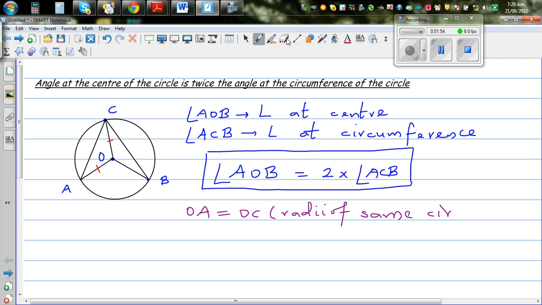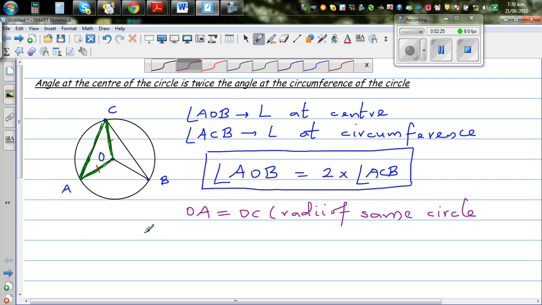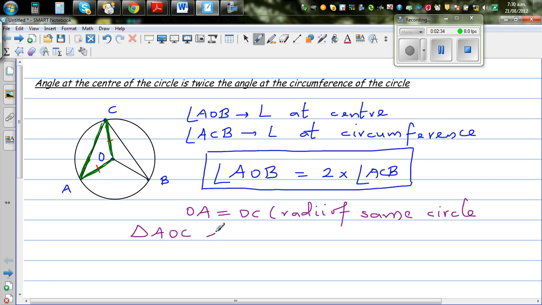So now if you look at triangle AOC, what can you see? Let me color this triangle. I'm talking about this green triangle AOC. What type of triangle is AOC? Well, two sides are equal. So what's the special name of that triangle? Triangle AOC is an isosceles triangle.